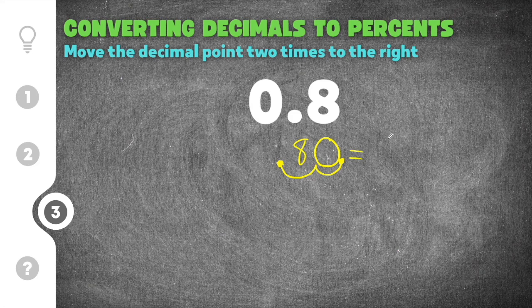Now I'm going to rewrite this as a whole number. So now it's 80. And then I add a percentage to show that it's been converted to a percent. So 0.8 as a percentage is actually 80%. Because you have to add the 0 to hold the place value because there's no number there.